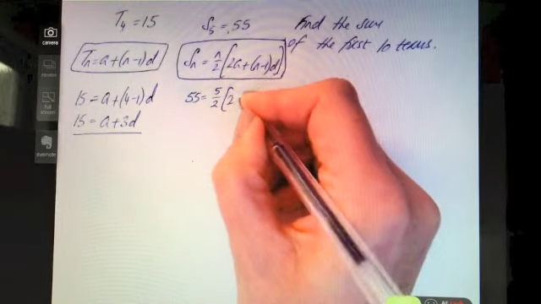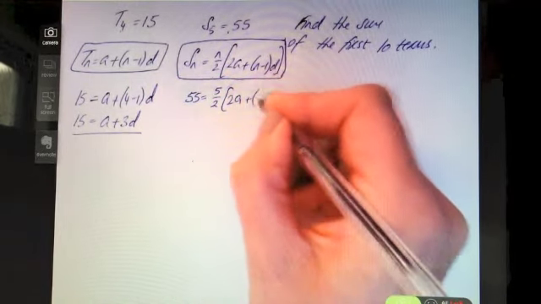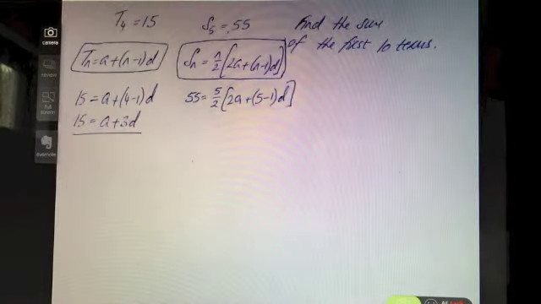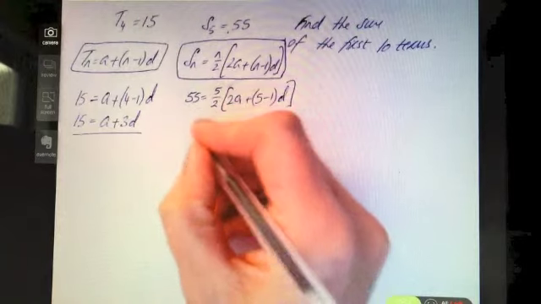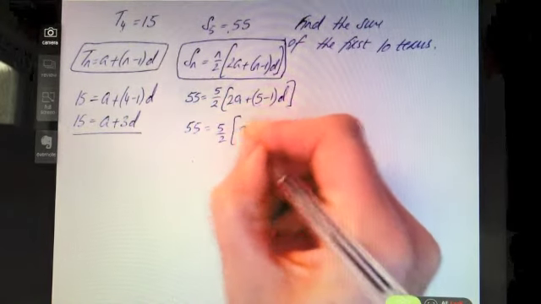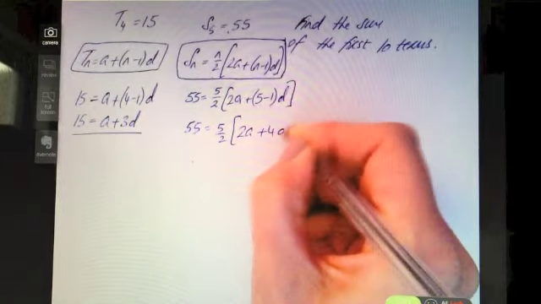2 times a, I don't know what a is. I do know n is 5 though, minus 1, and d I don't know either. Okay, so I'm going to try tidy this up as best I can. I've got 55 here equals 5 over 2, 2a plus 4d.